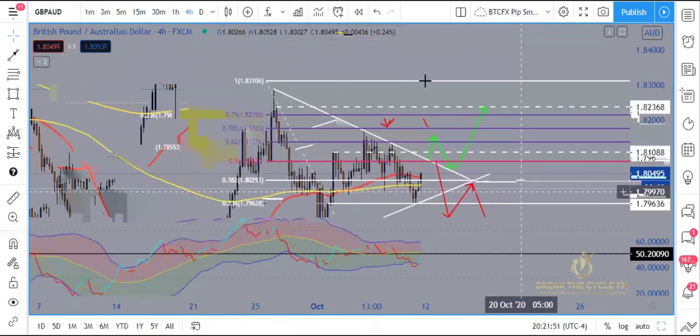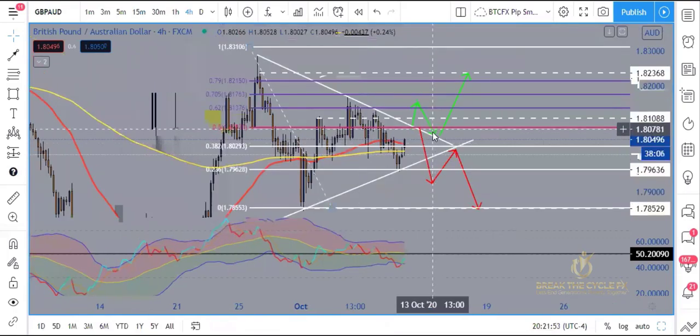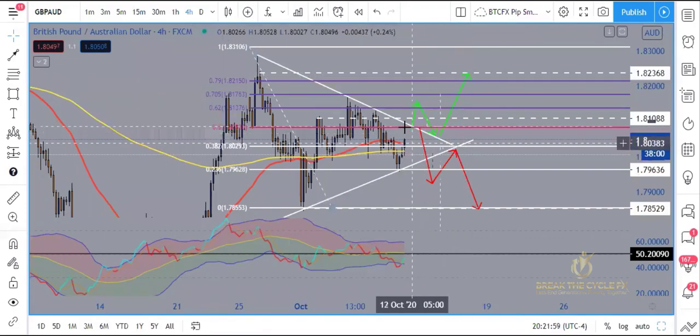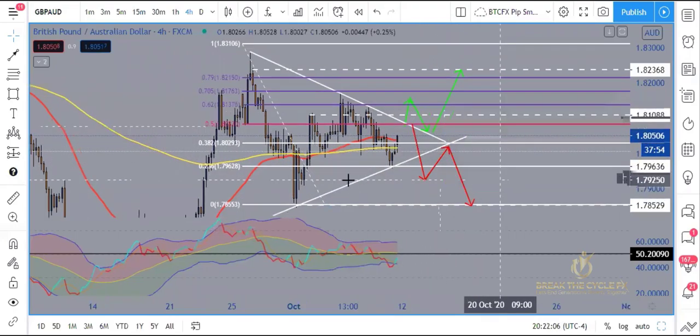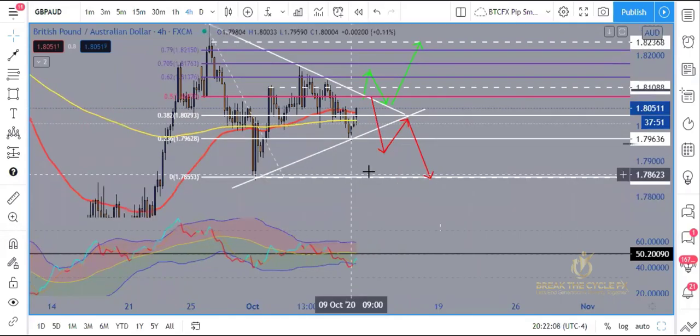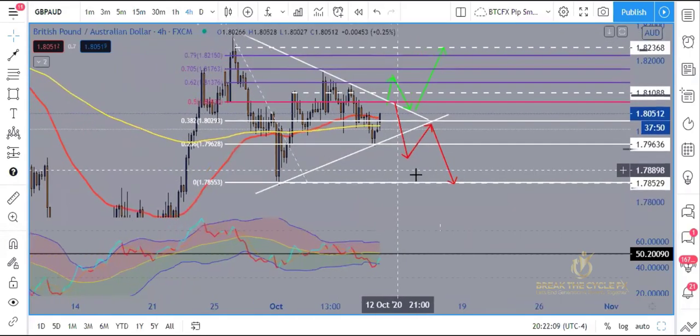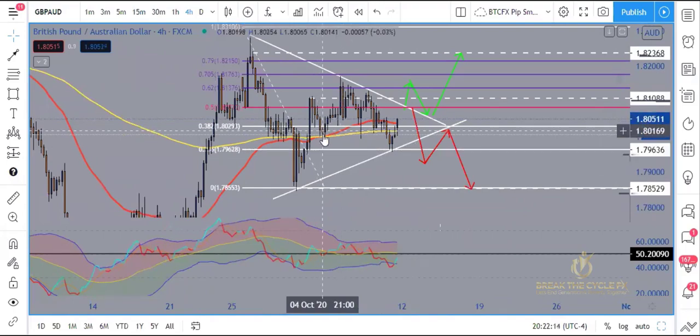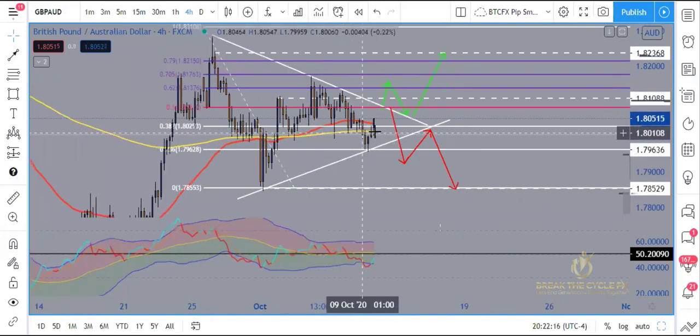If it breaks out the top, then I will look for a retest and a rejection back up to go to my next kill zone level. If it rejects and breaks out the bottom, then I'm going to look for the retest and go down to my next support level. Either or, you'll be prepared depending on what happens, okay? So let's go down to 1 hour.